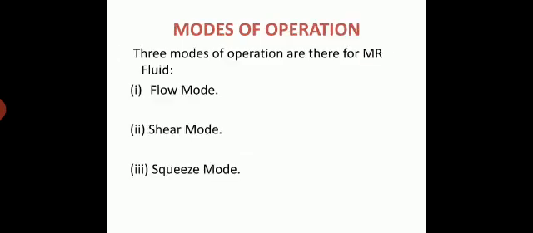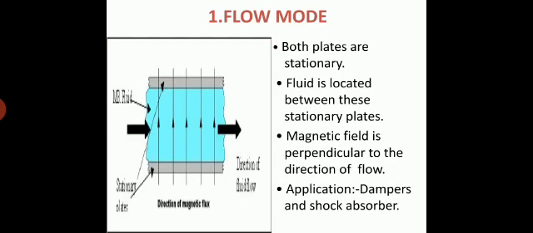Modes of operation. There are three modes of operation for this magnetorheological fluid. They are flow mode, shear mode, squeeze mode. Flow mode. This flow mode is also known as valve mode. In this mode, both the upper and lower plates are stationary, and this MR fluid flows between these stationary plates, and the magnetic field is perpendicular to the fluid flow. Applications such as dampers and shock absorbers.